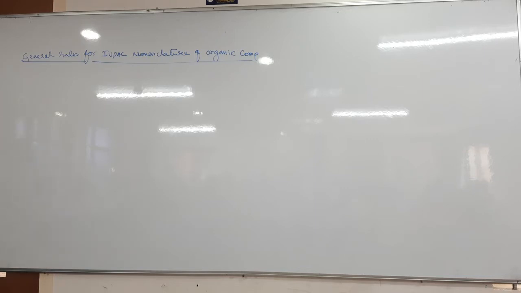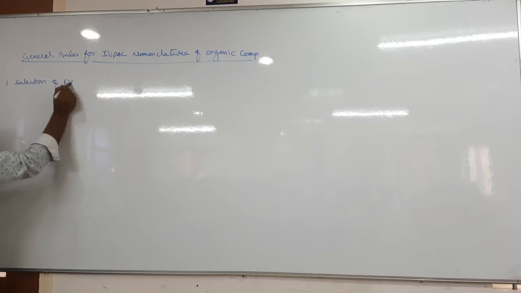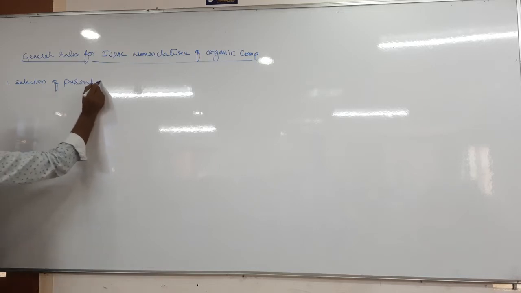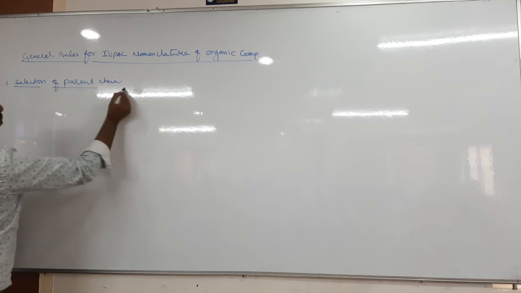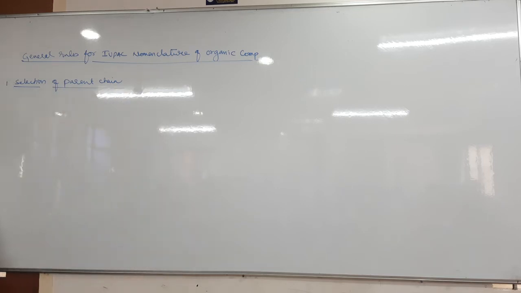First rule: selection of parent chain. In the selection of parent chain, there are three sub-rules: A, B, C. How can the parent chain be selected?